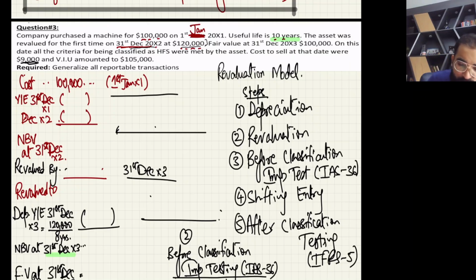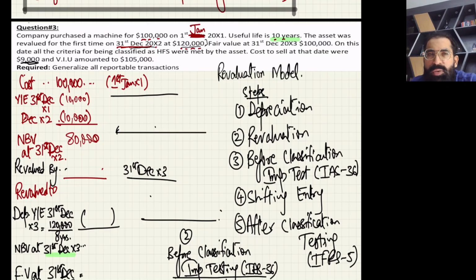Let's start. So 100,000 was the cost, and first we need to depreciate this asset for 2 years. Simple. 100 divided by 10 years is 10,000, the first year depreciation, and then 10,000 is the second year depreciation. So we'll have an NBV, net book value, of 80,000 at 31st December X2.